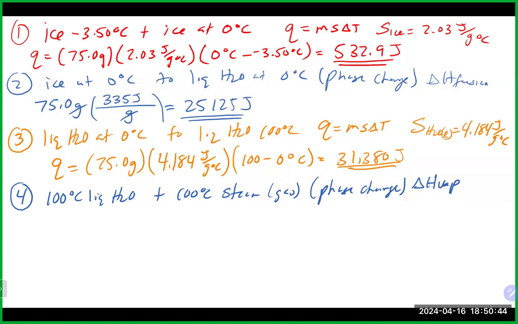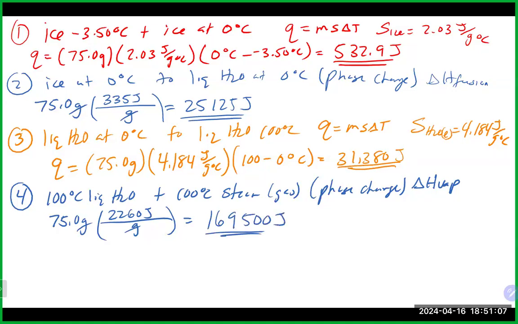I again am going to use the joule number since that's what everybody else is in. So 75 grams. Heat of vaporization for water, 2260 joules per gram. Cancels out. 75 times 2260, about 169,500 joules required to take it from liquid water to steam.